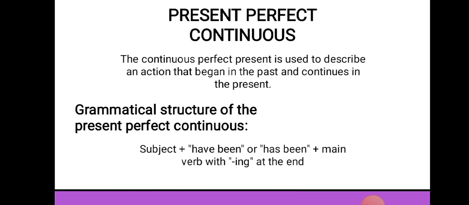The grammatical structure of the present perfect continuous in English is formed using the auxiliary verb have or has in the present, followed by the auxiliary verb been and the main verb in the gerund. The basic structure is the following.